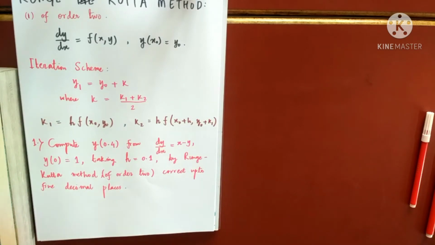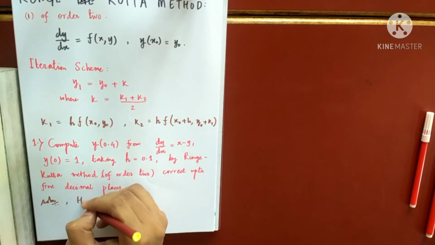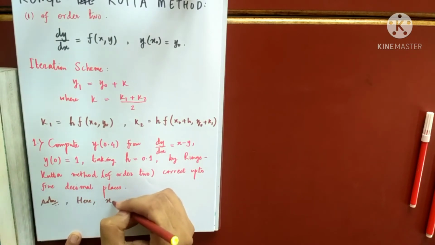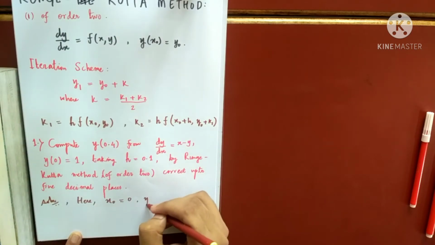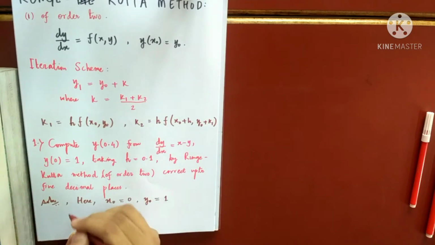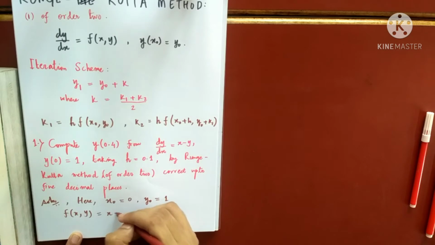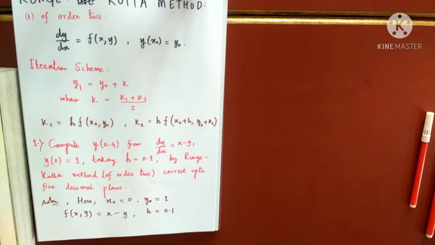The solution is like this. As you know, we first write down what x naught, y naught and the function are. Here x naught is 0, y naught is 1, and the function is x minus y. The value of h already given is 0.1. So we are ready to apply the Runge-Kutta method.